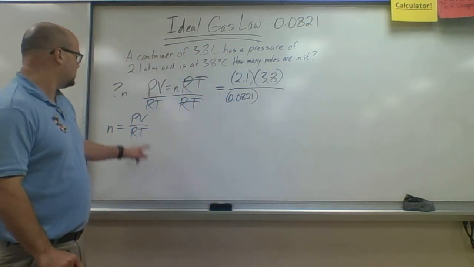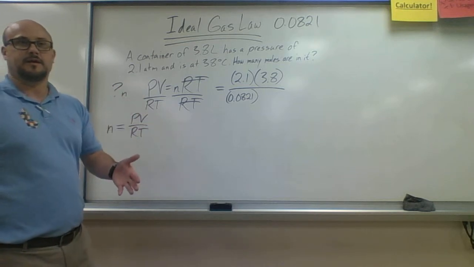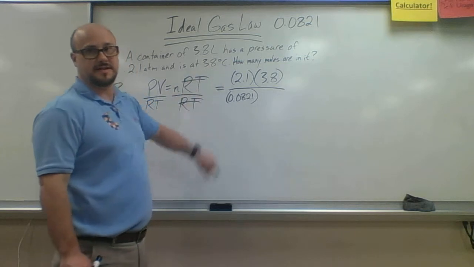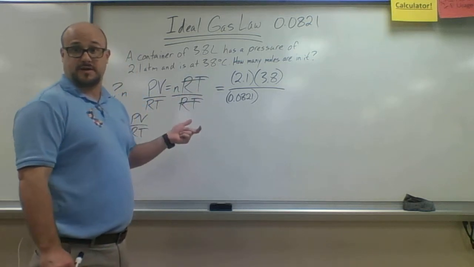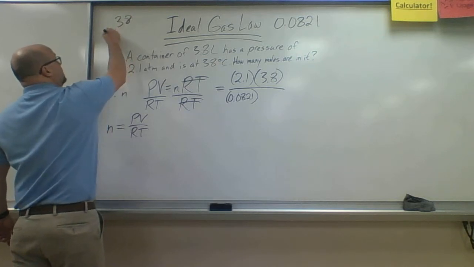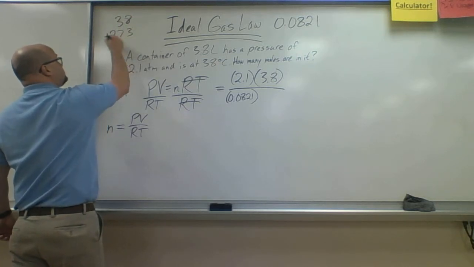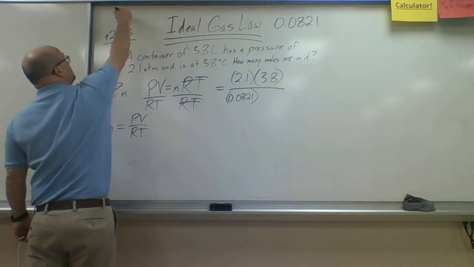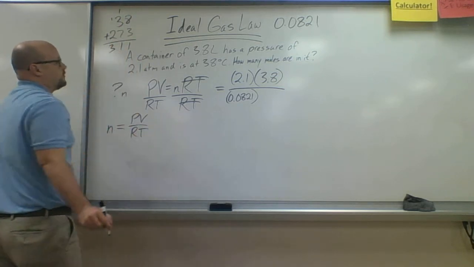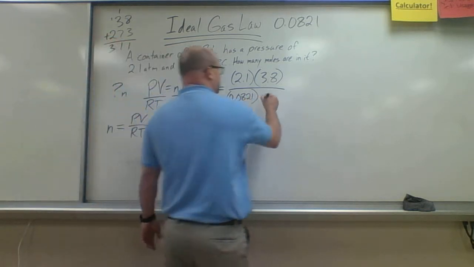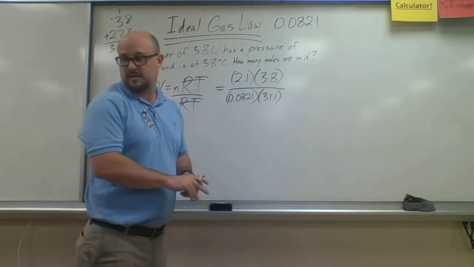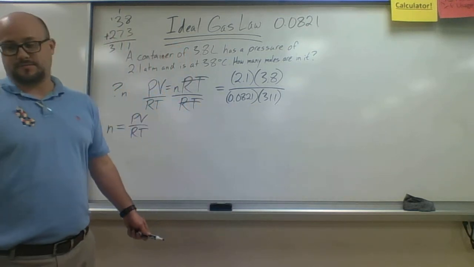0.0821. Now T. Now again, earlier I said it has to be in Kelvin. We need to change this Celsius to Kelvin. Do you remember how to do that? We take Celsius plus 273. That gives us 311. So 311 K would be our temperature.